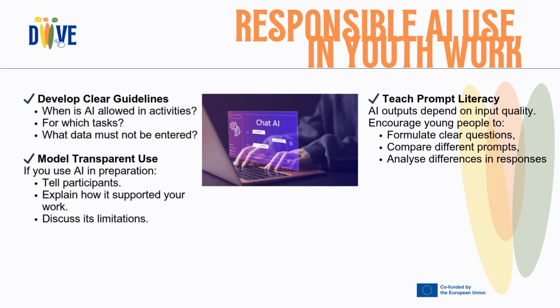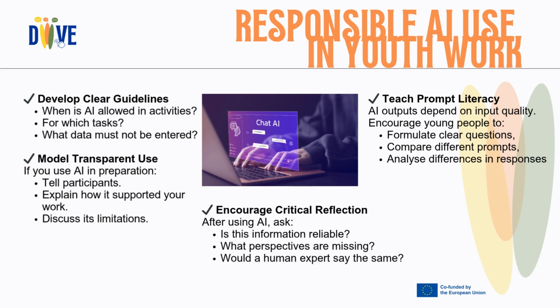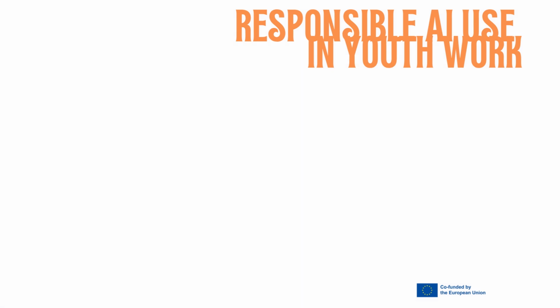Teach prompt literacy. AI outputs depend on input quality. Encourage young people to formulate clear questions, compare different prompts, and analyze differences in responses. Encourage critical reflection. After using AI, ask: is this information reliable? What perspectives are missing? Would a human expert say the same?